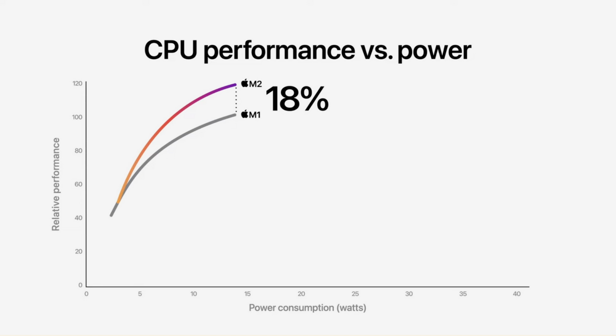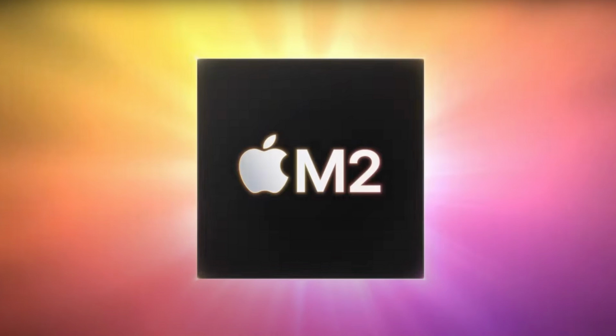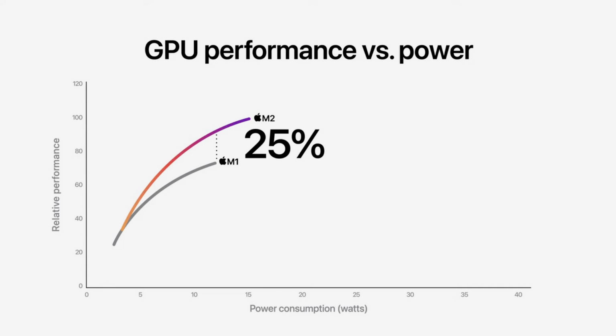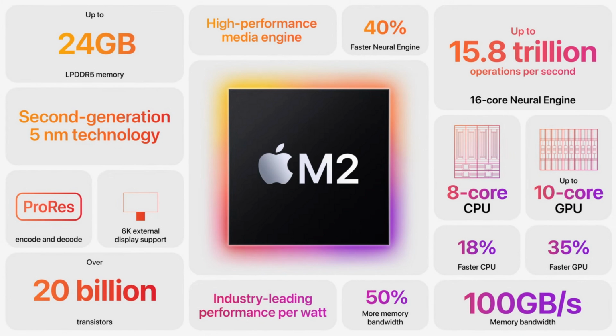The new chip will also deliver 18% more CPU performance with the same amount of power output as the M1, but the M2 also features the new 10-core GPU, which will deliver 25% more GPU performance with the same amount of power needed as the M1. Now, in a nutshell, the M2 chip will be a beast.